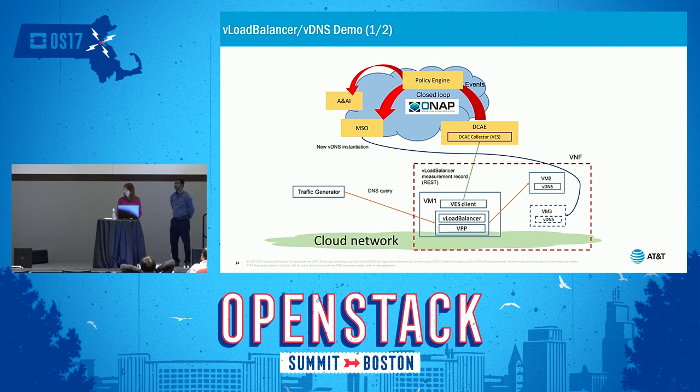The second demo is also very interesting because instead of changing the configuration of one VNF or traffic generator, here what we try to illustrate, again, we send traffic to the load balancer, and at one point, the collector, which is comparing the rules and the policy from the policy engine, will notice that for the vDNS VNF, which is set up here, it's really too much traffic. So when the threshold is reached, we will collect the VNF information from the AAI. Remember, this is the active and available inventory. And the MSO, the service orchestrator, will spin up a new VM with a new VNF in order to load balance the traffic across the two VNFs.